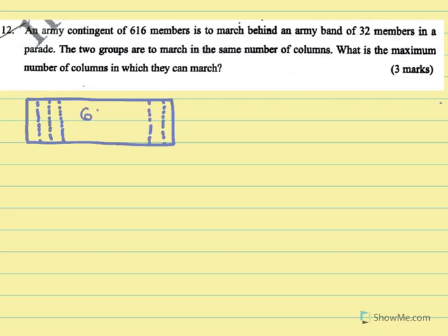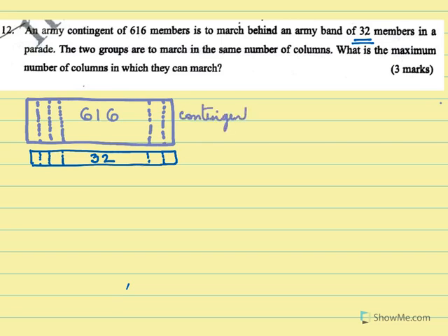But we know there are here 616 soldiers, and behind them there is the band. This is the band, and in the band there are 32 members. Here they've given that this band is also standing in the same line as the contingent. So here is a contingent, and behind them is the band. Now we must know what is the maximum number of columns in which they can march.